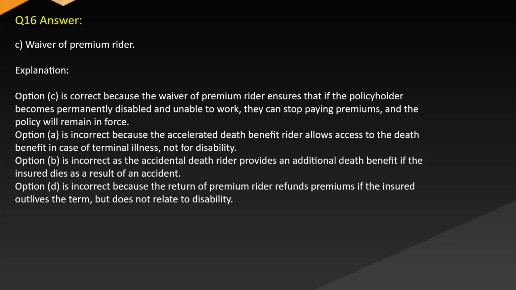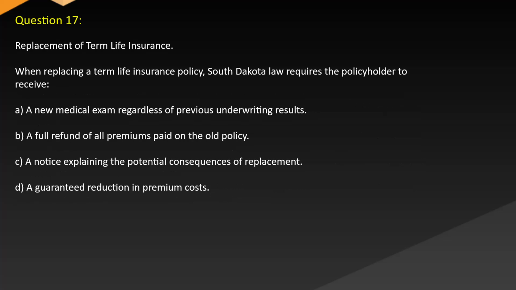Option A is incorrect because the accelerated death benefit rider allows access to the death benefit in case of terminal illness, not for disability. Option B is incorrect as the accidental death rider provides an additional death benefit if the insured dies as a result of an accident. Option D is incorrect because the return of premium rider refunds premiums if the insured outlives the term but does not relate to disability.